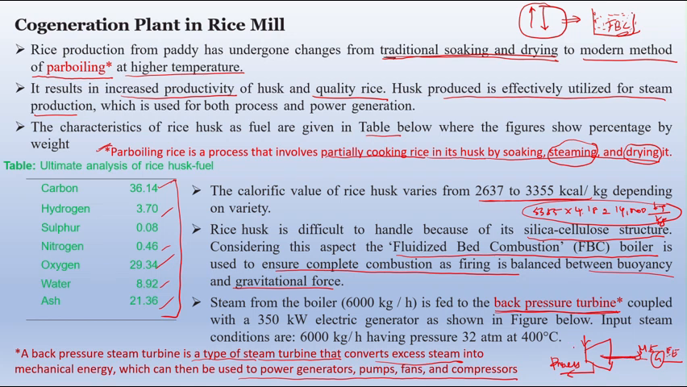Note that it converts the excess steam. If 100 kg of steam is coming, 60% is used for the process, and the remaining 40% goes to generate electricity that is used to run the pumps, fans, and compressors. That is called a back pressure turbine. Here the back pressure turbine is employed in the rice husk boiler. The steam from the boiler is 600 kilogram per hour, coupled with a 350 kilowatt electric generator, with a pressure of 32 atmosphere at 400 degrees Celsius.